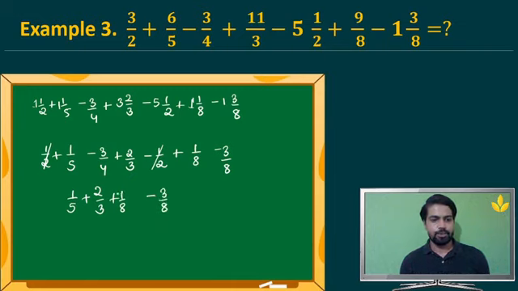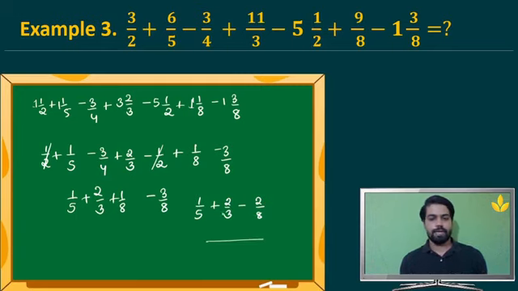Or else we can do this. This is again easy for us. 1 by 8 minus 3 by 8 is actually minus 2 by 8. So we can keep it as 1 by 5, minus 3 by 4, 2 by 3, minus 2 by 8. Now we can take the LCM and get the answer better.